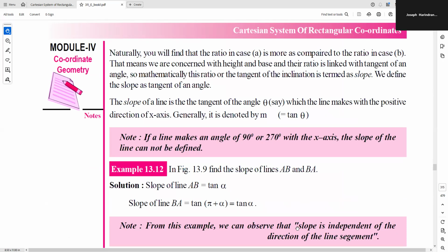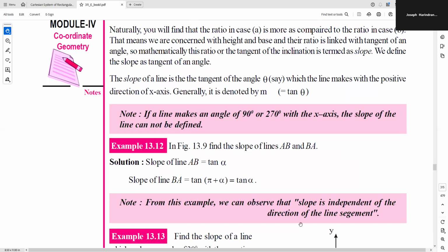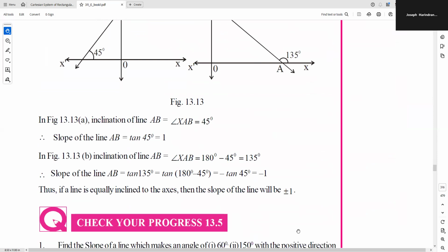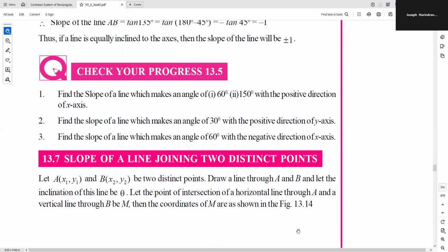If the line makes an angle of 90 degrees or 270 degrees with the x-axis, that is, if it is a vertical line, the slope of this line is not defined because tan 90 is not defined, it is infinite, division by 0. So the slope of a vertical line is not defined. The slope of a horizontal line, on the other hand, is 0. That means the angle made by the line joining the 2 points with the positive direction of the x-axis is 0. For example, tan 30 is 1 by root 3. That's it. So these are the distinct points.